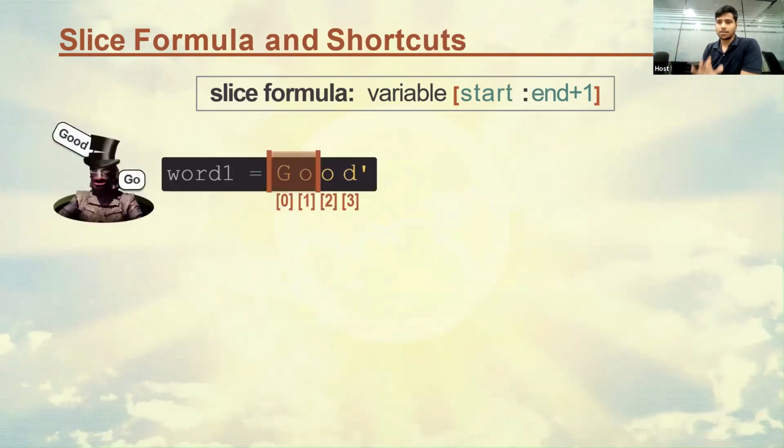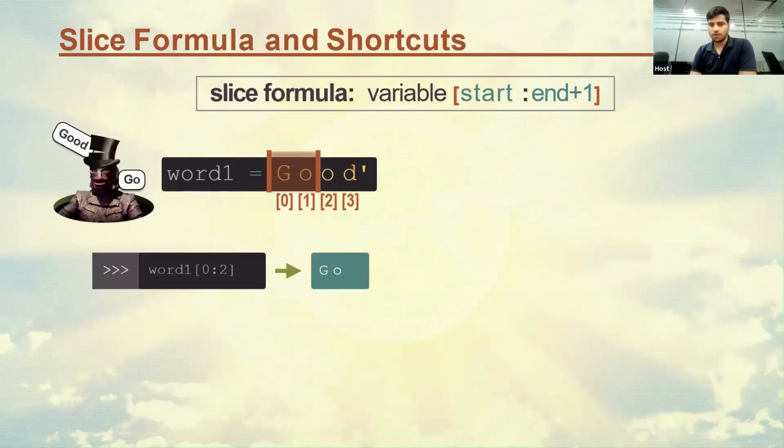Now let's do some practice. So Pramod, tell me what should we write for this if I want to slice out Geo? Variable, it will be word 1 0, colon 2. Correct. So this is what we will write.